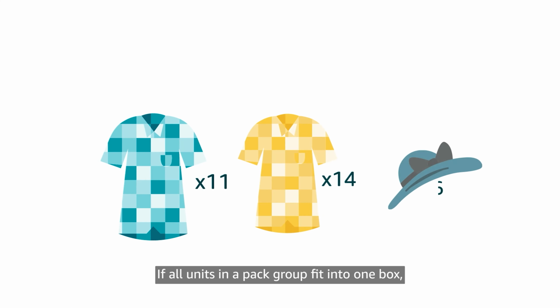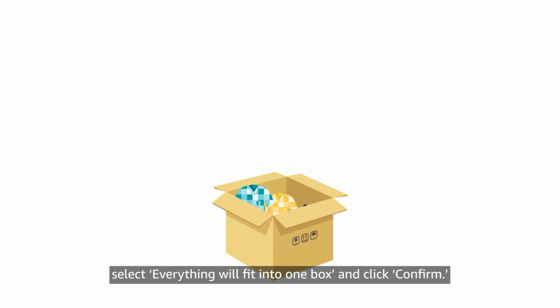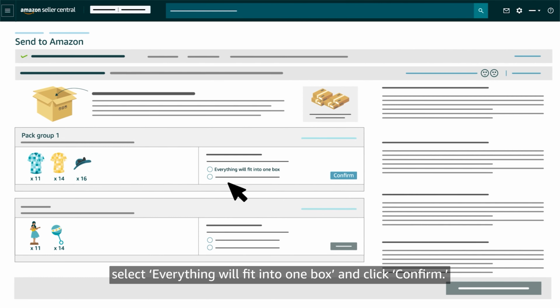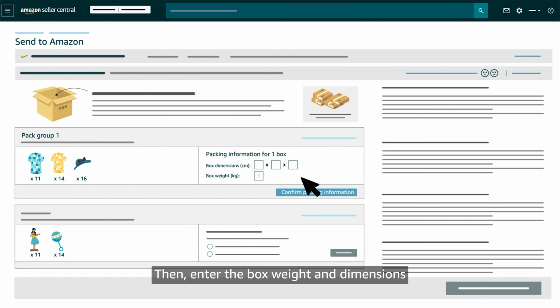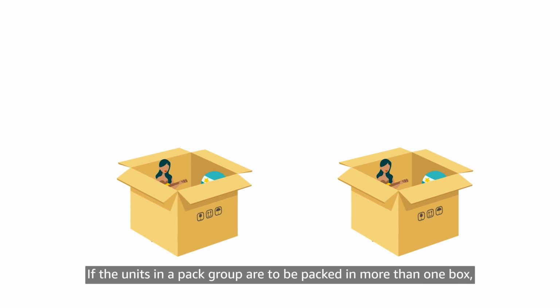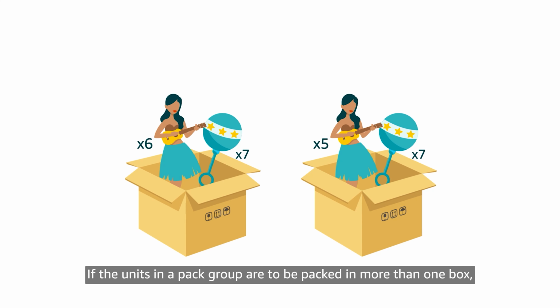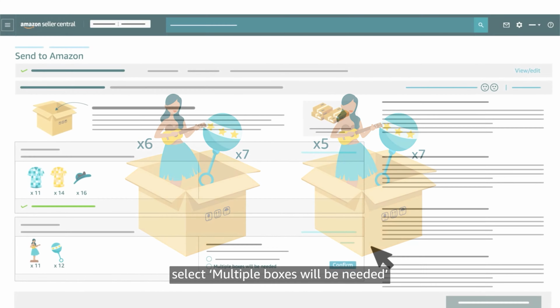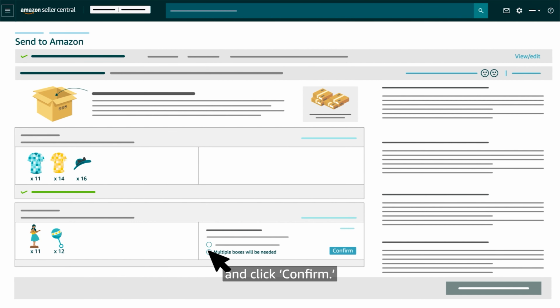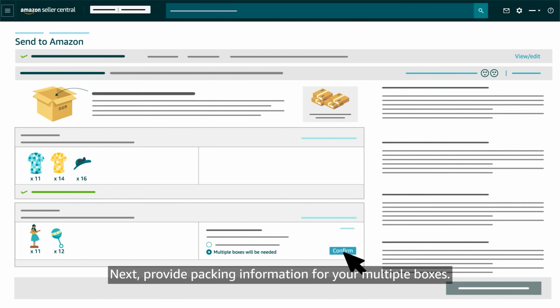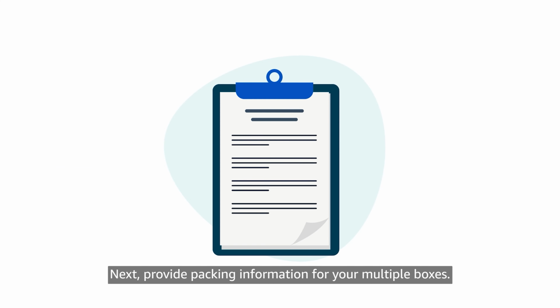If all units in a pack group fit into one box, select Everything will fit into one box and click Confirm. Then enter the box weight and dimensions and click Confirm Packing Information. If the units in a pack group are to be packed in more than one box, select Multiple boxes will be needed and click Confirm. Next, provide packing information for your multiple boxes.